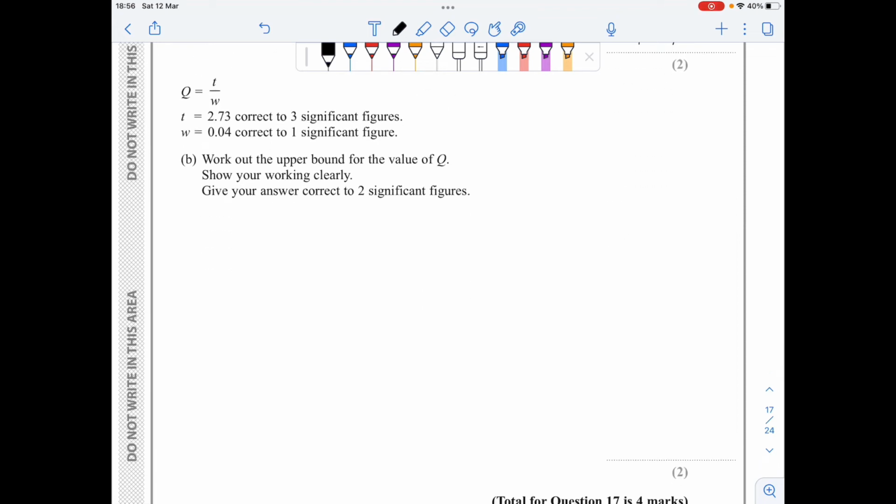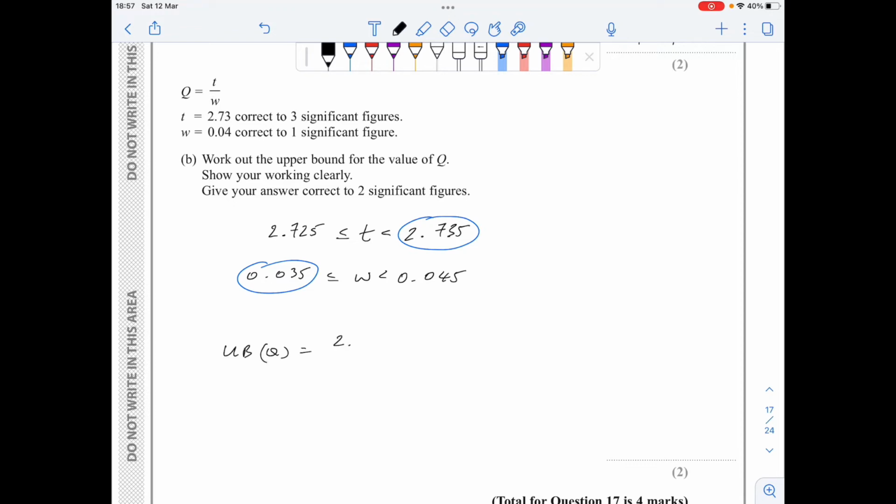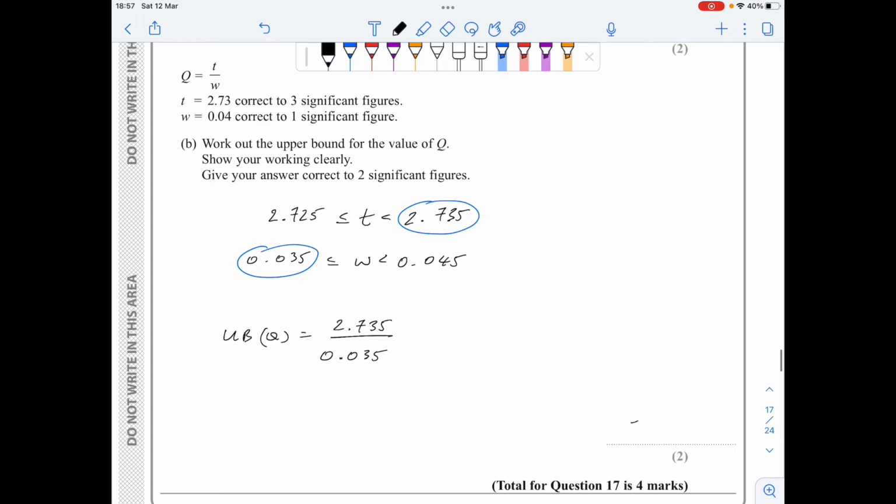For part B, I'll find upper and lower bounds for T and W as before. So T is between 2.725 and 2.735. W is between 0.035 and 0.045. Now I need to find the upper bound of Q. To find the upper bound of Q, I need the numerator to be as big as possible and the denominator to be as small as possible. So the upper bound of Q is equal to 2.735 over 0.035, which comes out to be 78 to 2 significant figures.